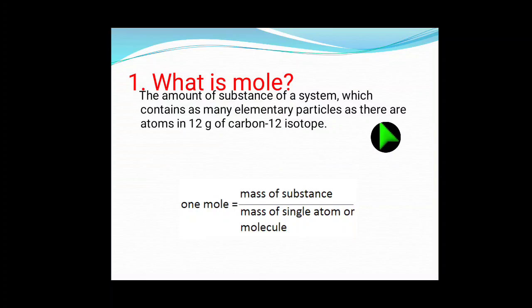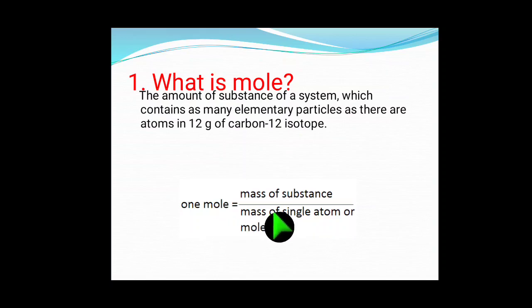Actually, what is the meaning? So you have to take carbon 12 isotope. Carbon has 2 isotopes, carbon 12 and carbon 14. Exactly, we have to take carbon 12 isotope. You have to measure 12 gram of carbon 12 isotope. That is equal to 1 mole.